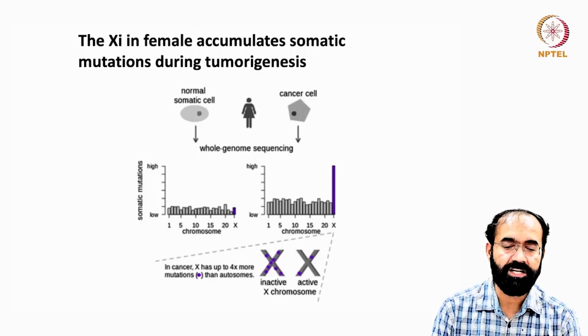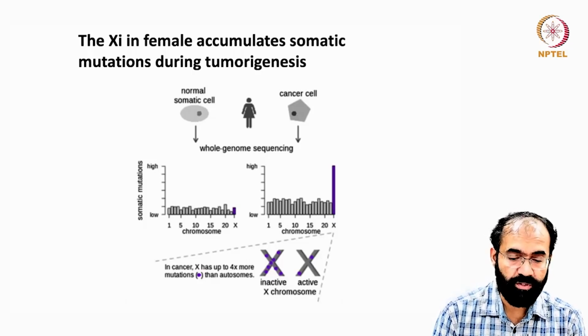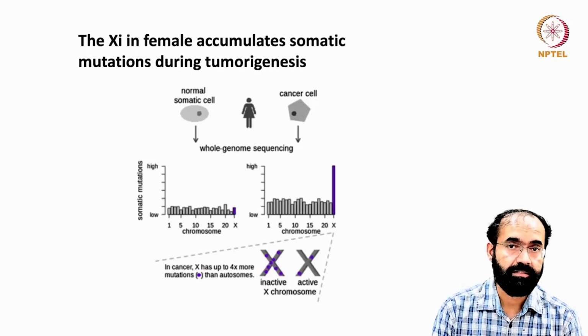So the somatic mutations across the chromosomes, starting from chromosome 1 until 20, 21, 22, and this is the 23rd in human, that is the X chromosome. So you can see here in the X chromosome there are more mutations. That means the X chromosome is shown in this blue color.